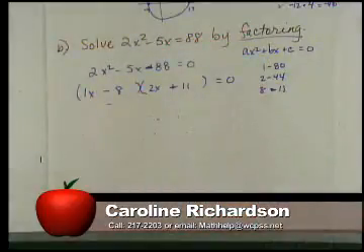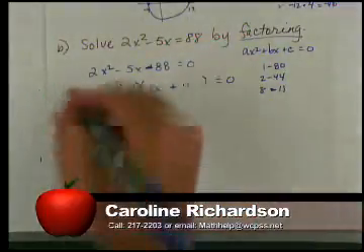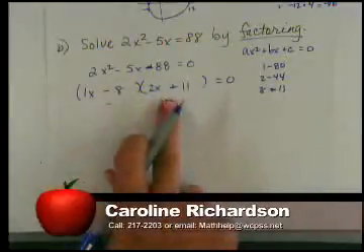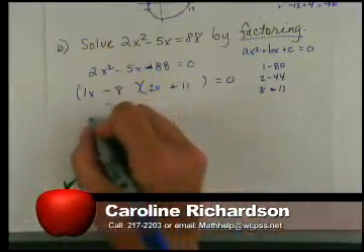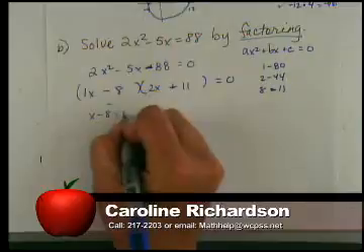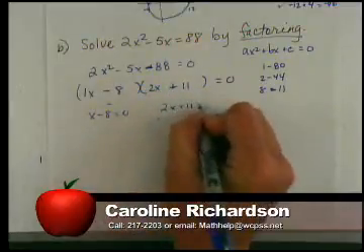All right, that took an awful lot of time to do guess and check, doesn't it? So we're going to have to find a better method, and we will. But now that we have our two factors, now what do we do? We set them equal to 0. So x minus 8 equals 0, and 2x plus 11 equals 0.